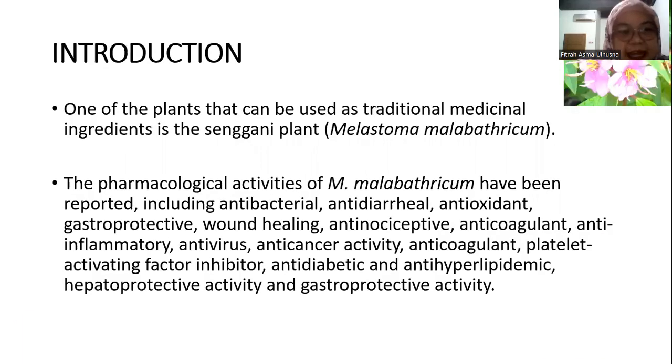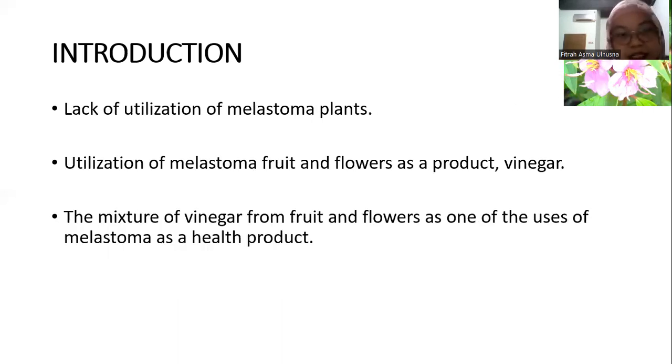One of the plants that can be used as a traditional medicine ingredient is the Sangani plant or Melastoma malabathricum. The pharmacological activities of melastoma have been reported, including antibacterial, antiviral, antioxidant, wound healing, anti-inflammatory, anti-cancer, anti-diabetic, and anti-hyperlipidemic activity, and many others. The use of Melastoma malabathricum is only limited to traditional use.